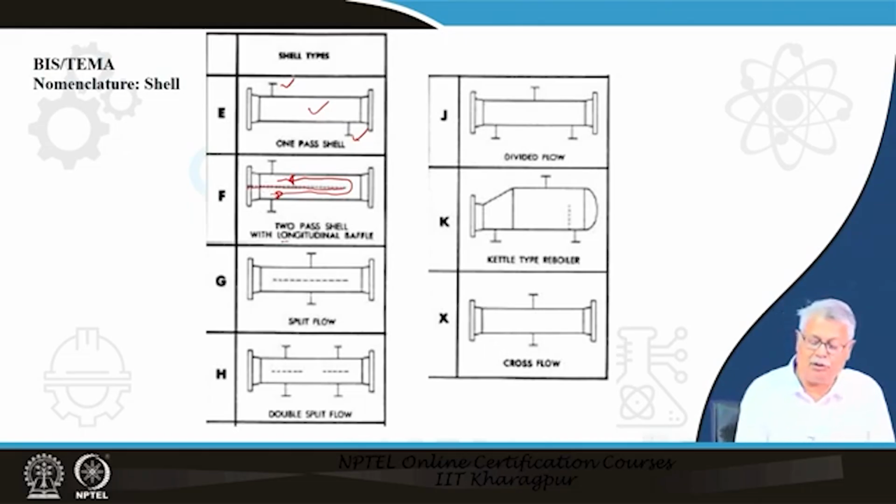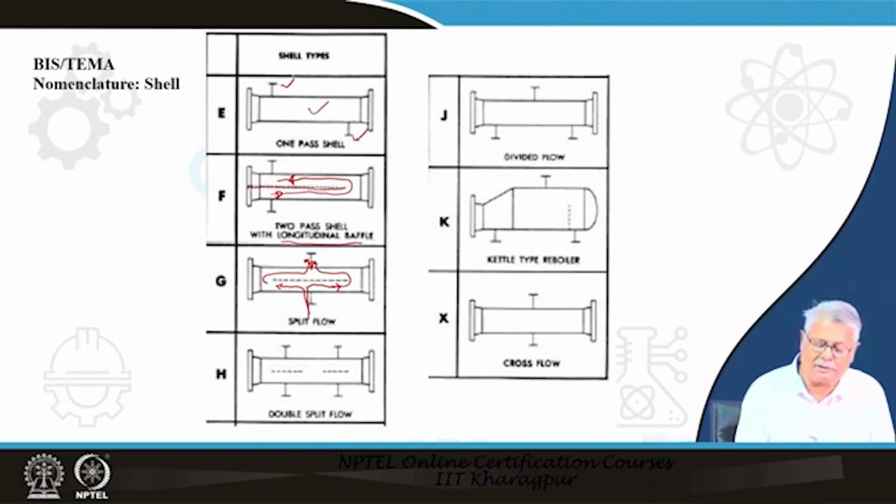But you have a longitudinal baffle. So, whenever you have F in the middle, you know that it is a two pass shell with a longitudinal baffle. If you ever find that your shell side fluid pressure drop is large, possibly what you would like to do is split the flow. So, the fluid in the shell will come here, get split here, come here and go out, and this will reduce your pressure drop.